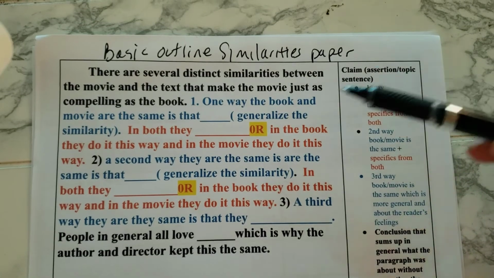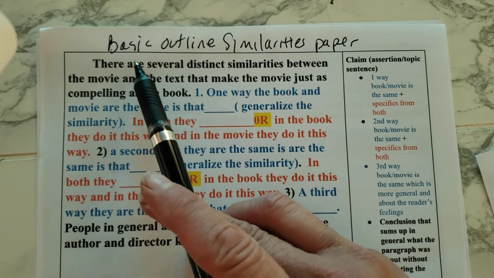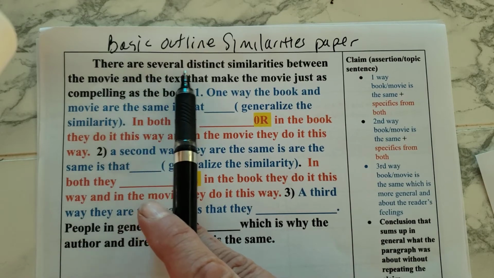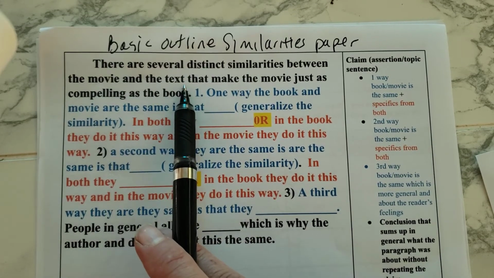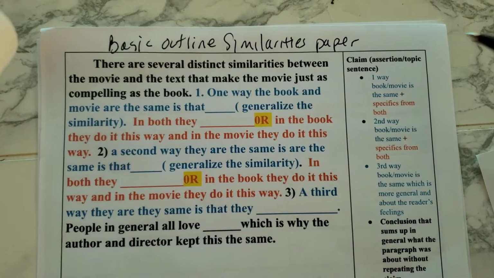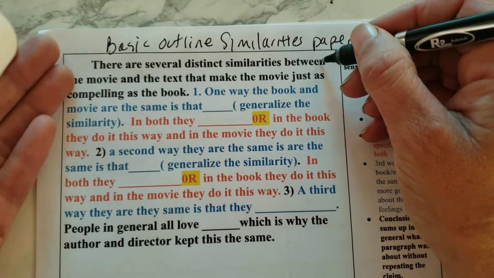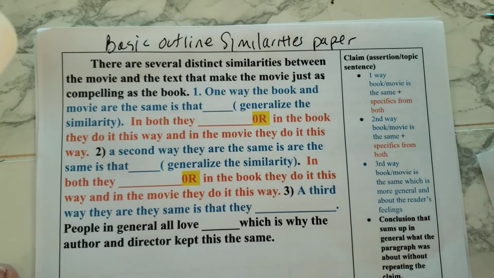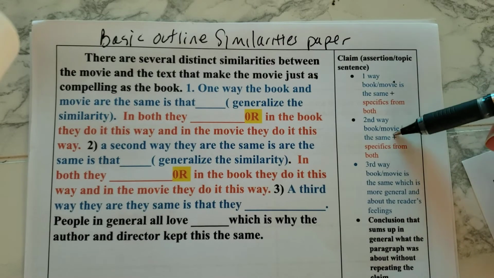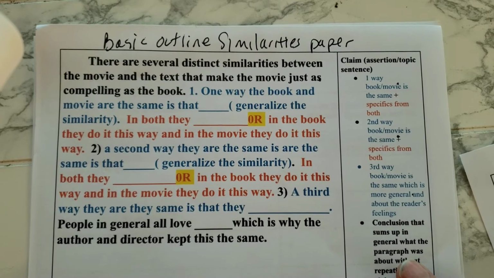All right? You want an assertion. We call it a claim, a topic sentence. It doesn't matter what you call it. There's several similarities between the movie and the text that make the movie just as interesting as the book. You say, hey, there's similarities. Don't use my exact words, but you can say something like this. Then you're going to have one way it's the same, another way it's the same, a third way it's the same, then a concluding statement.